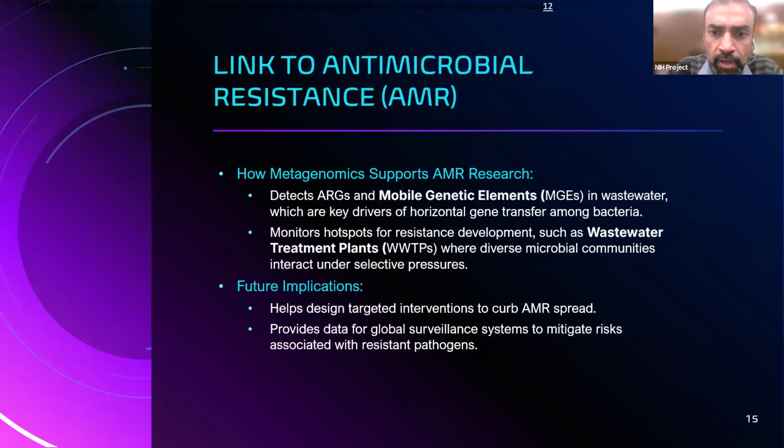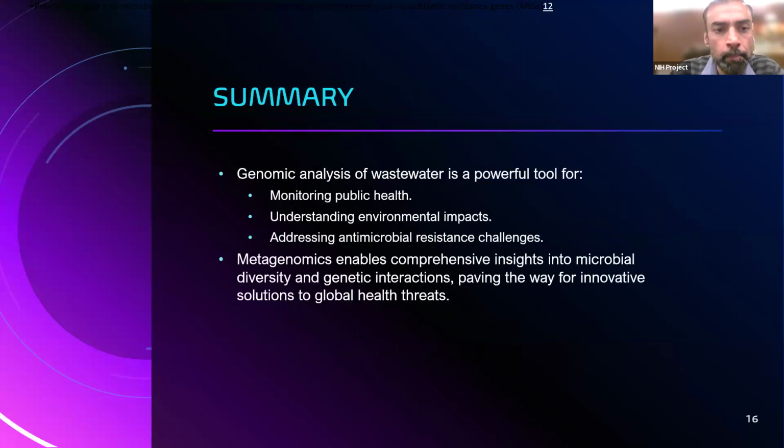So metagenomics is detecting mobile genetic elements like ARGs. We can detect that as well. We are interested in monitoring the hotspots for resistance development, such as areas in wastewater treatment plants where diverse microbial communities interact with each other. And with metagenomics, we can provide data for global surveillance systems to mitigate risks associated with resistant pathogens.